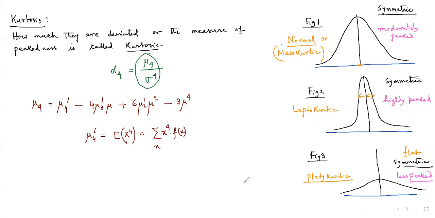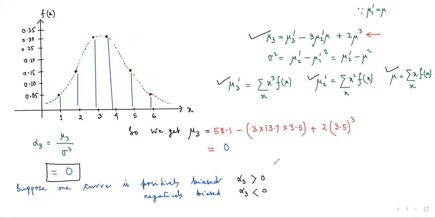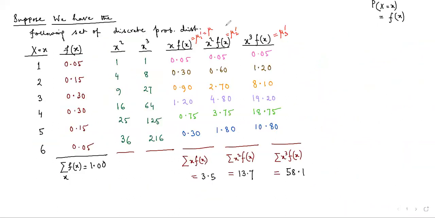Now you have class now, so I'm stopping here, and you try to solve this particular problem and see what sort of value you get from this calculation. You have to just introduce two extra columns. One is for x to the power 4, and another column is where the probability f(x) is multiplied by x to the power 4.